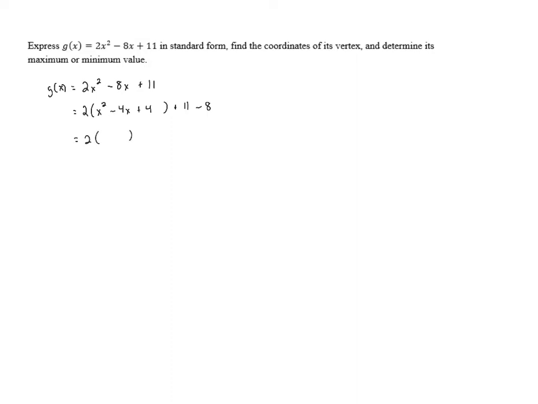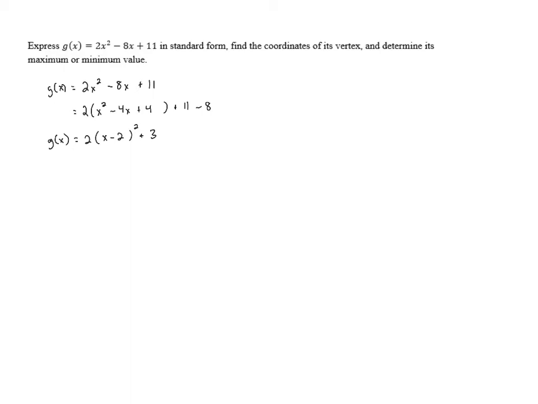Now we can factor this perfect square trinomial inside the parentheses. That's going to be x minus 2 quantity squared. And we can combine like terms. 11 minus 8 is 3. So g of x in standard form is 2 times the quantity x minus 2 squared plus 3.